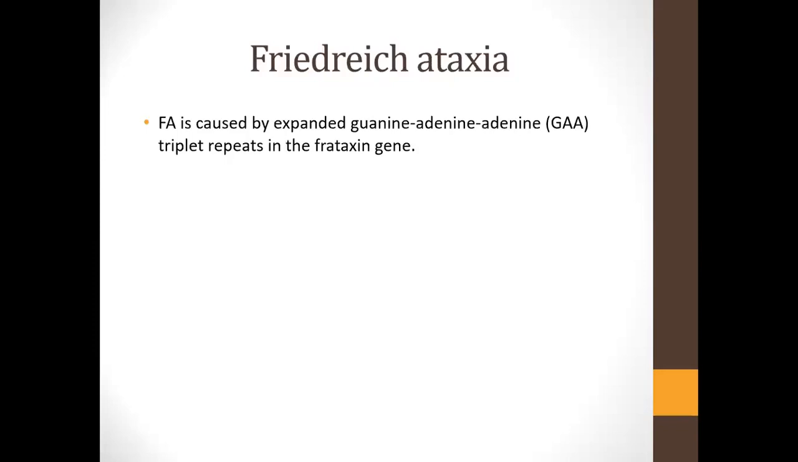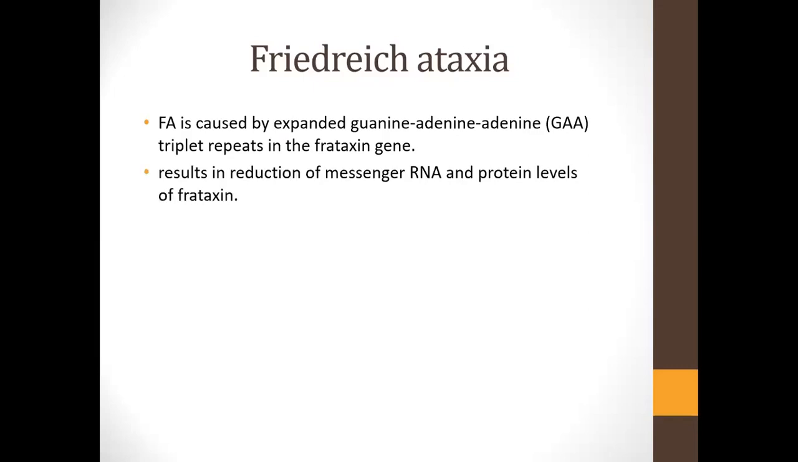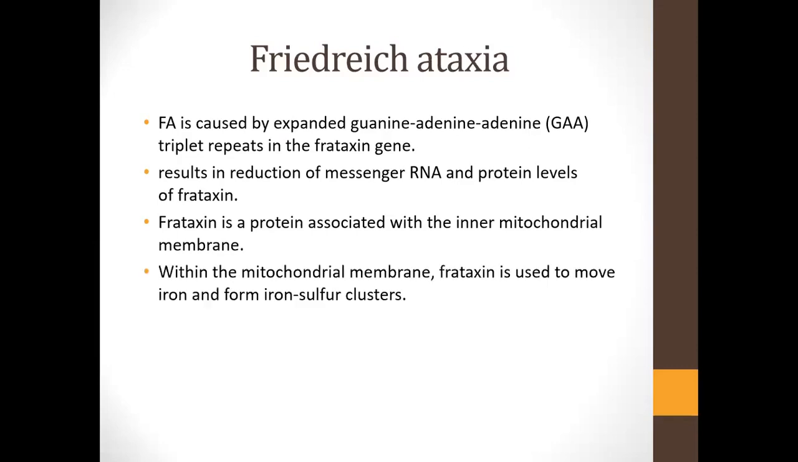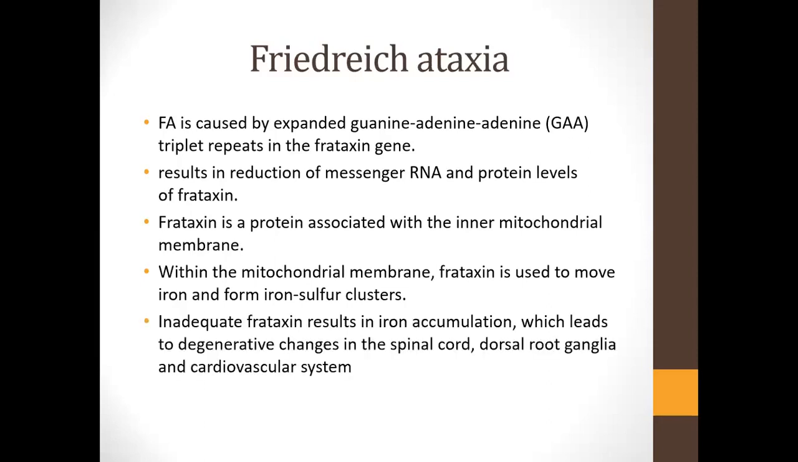Next, we have Friedreich's ataxia, which is also caused by a trinucleotide repeat, except this time it is guanine, adenine, adenine, a GAA repeat in the frataxin gene. It results in reduction of messenger RNA and protein level of frataxin. What is frataxin? Frataxin is a protein associated with the inner mitochondrial membrane, and we know that mitochondria are involved in metabolism and all those important processes. So within the mitochondrial membrane, frataxin is used to move iron and form iron-sulfur clusters. Inadequate frataxin results in iron accumulation, which leads to degenerative changes in the spinal cord, dorsal root ganglia, and cardiovascular system.